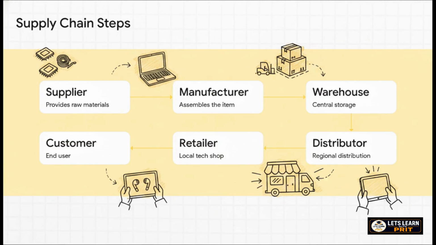Imagine a laptop. Draw a box for the supplier making microchips, an arrow to the manufacturer assembling it, then to the central warehouse, to the regional distributor, down to the retailer, and finally to the customer. It's visual, it fills the page, and examiners eat it up.